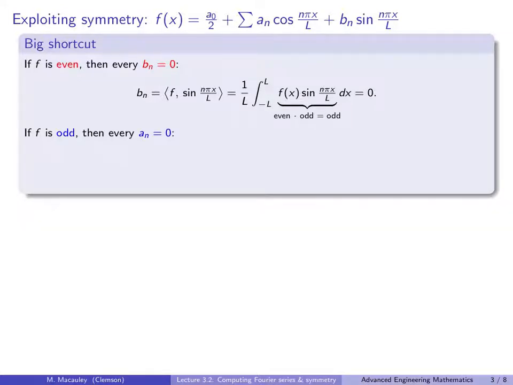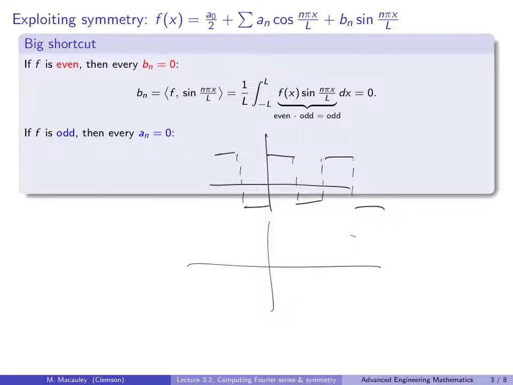Similarly, if f is an odd function, then I claim that all of these a_n's have to be 0. And that should make sense pictorially as well. So here's an example of an odd function, a square wave, something like this. If I want to write that using sines and cosines, well, this just says that this function can be written using these sine waves.